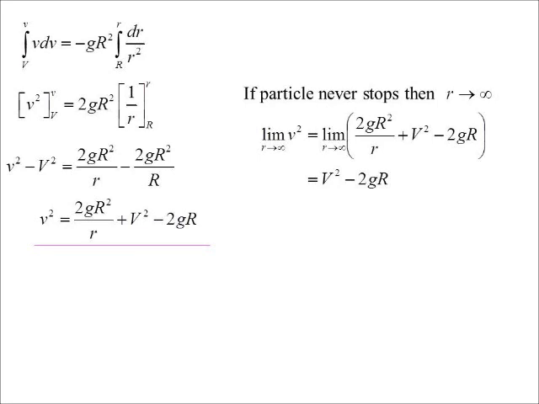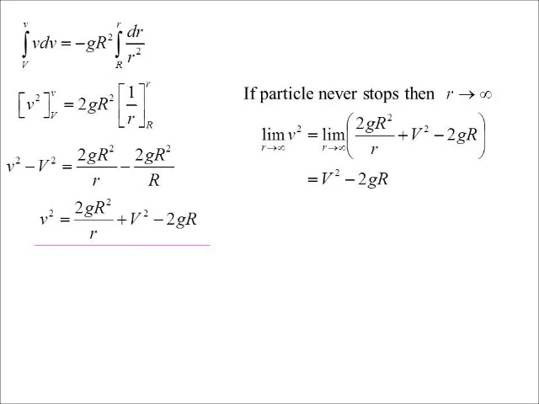Well, we know, if we look at our hyperbola, there's the classic example, y equals 1 on x, as x approaches infinity, that curve's going towards 0. So the 2g capital R squared on little r, we know that bit will go towards 0. So I'm just left with capital V squared minus 2gR. That's the limit of v squared.